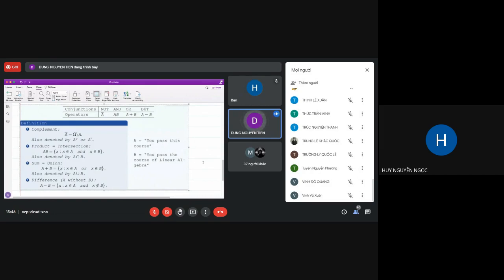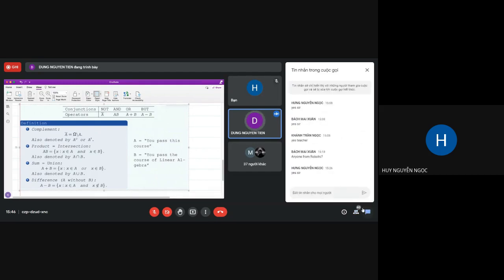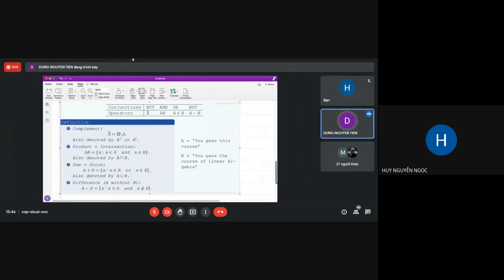For the last operator, A bar gives you the complement of an event. For example, if A is the event that you pass this course, then A bar is the event that you don't pass the course. Is that all clear? What we are going to do in the meeting today is to find the probability of A bar, the probability of AB, and the probability of A plus B.